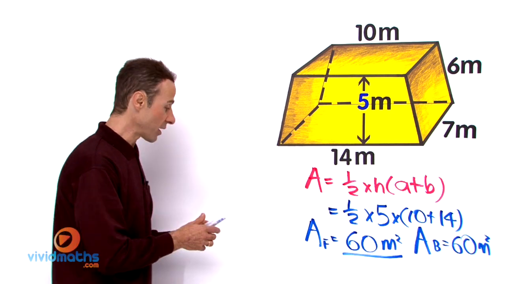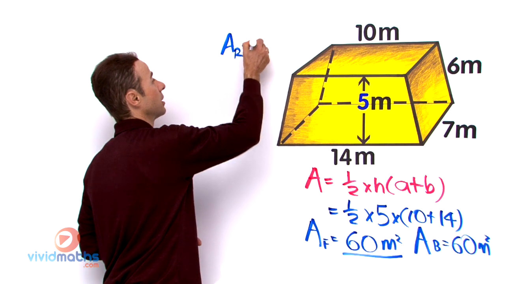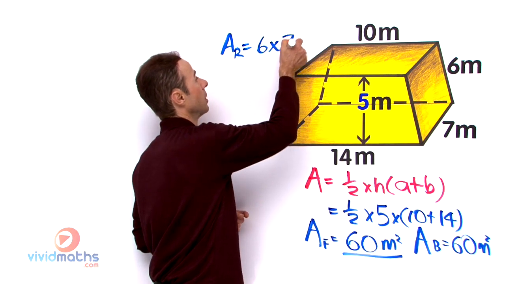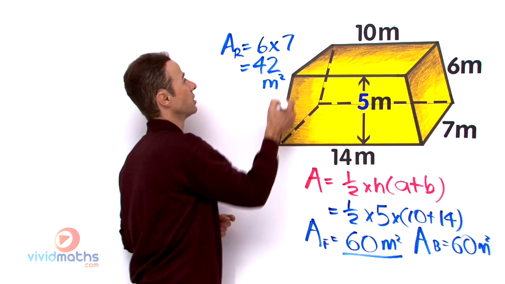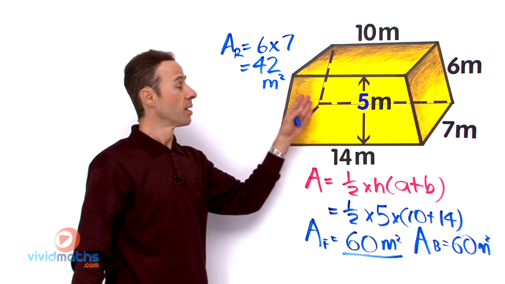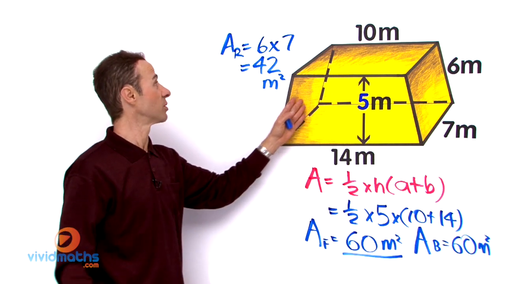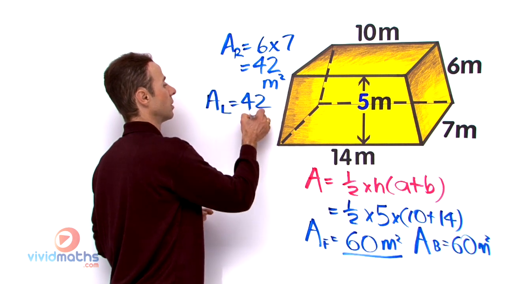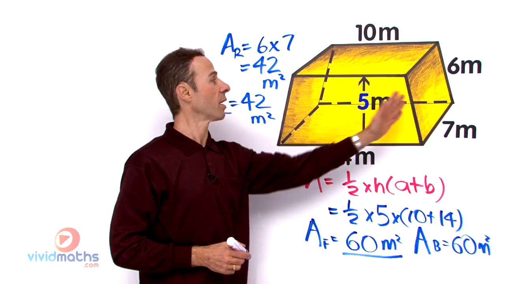So right sided face, area of the right equals 6 times 7, which equals 42 meters squared. So there's the right side. Now if the right side is 42, guess what? The left side, because it's symmetrical, is exactly the same. So that's also going to be 42. So area left equals 42 meters squared. So we've got the front, we've got the back, we've got the right, we've got the left.